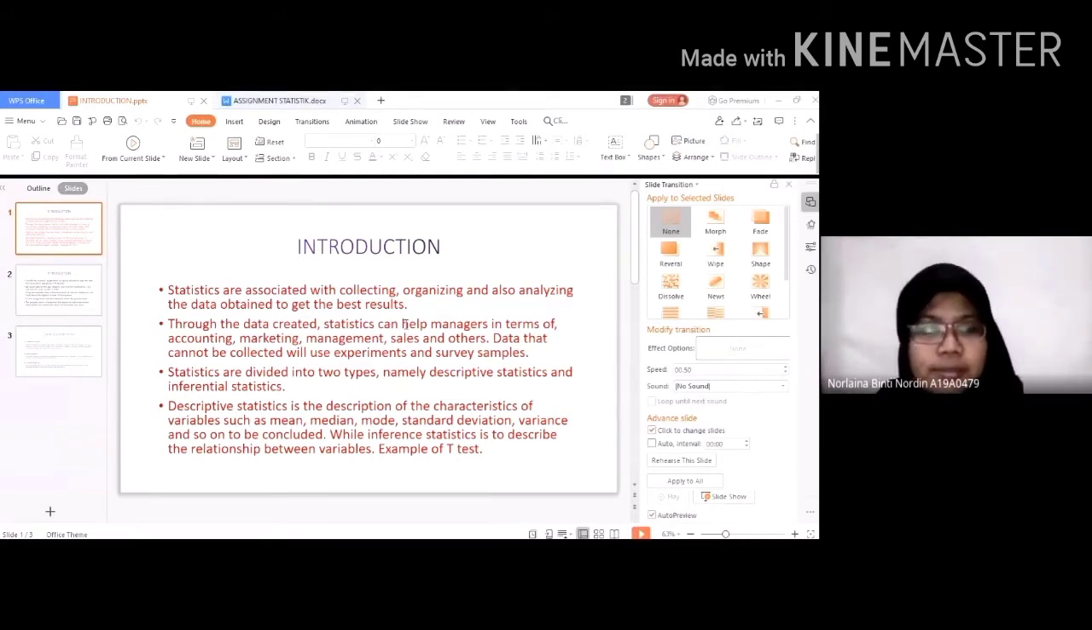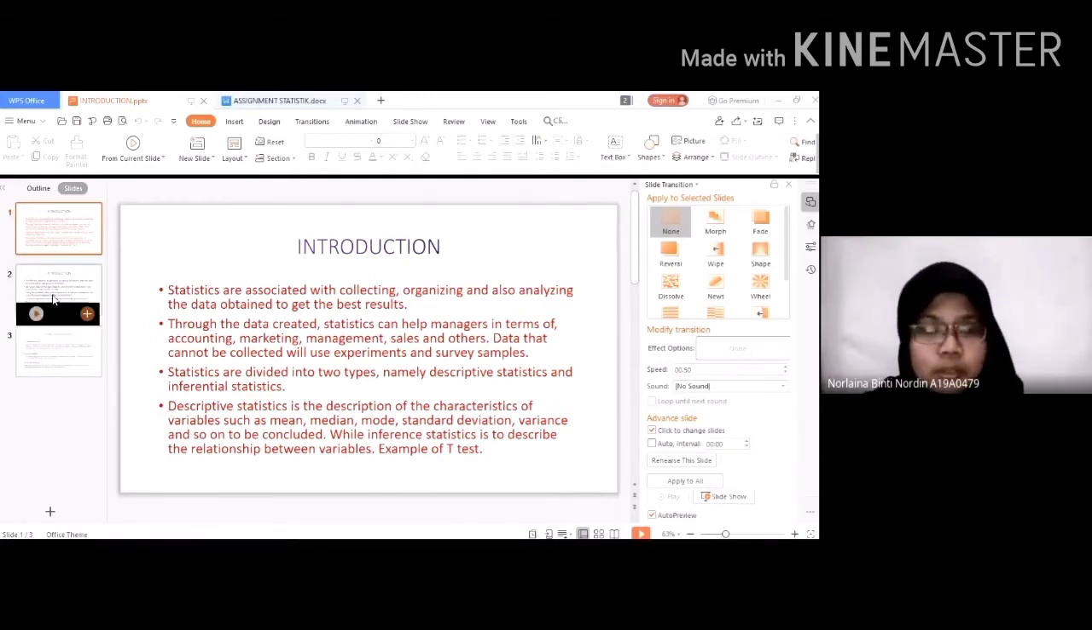Statistics are divided into two types, namely descriptive statistics and inferential statistics. Descriptive statistics is the description of the characteristics of the variables, such as mean, median, mode, and so on. While inferential statistics is to describe the relationship between variables, for example, the t-test.